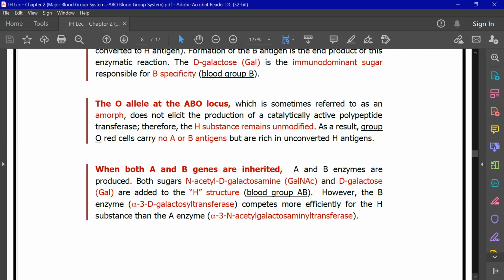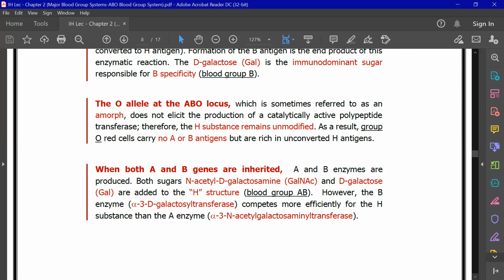And since ang ating group O red cells carry no A or B antigens and the H antigen structure remains unmodified, so the red cells of this individual are very rich in H antigens. Okay, this is again a new information for all of you. Group O red cells do not have A or B antigens, but they have a very high amount or number of your H antigens present on the red cells. Okay, naiintindihan nyo? Do you understand? Yes, ma'am. I hope kaya nyong ma-explain ito later on pag tinanong ko kayo.